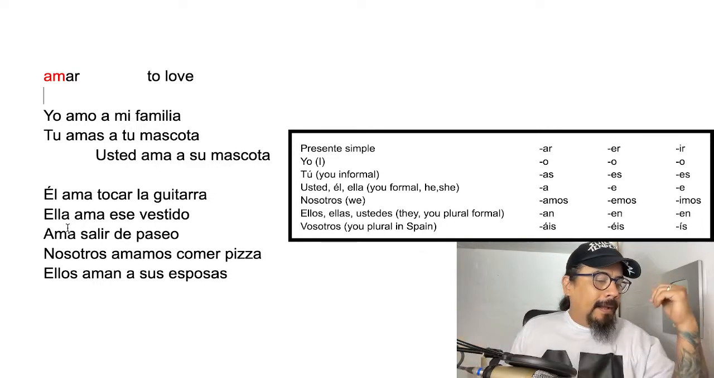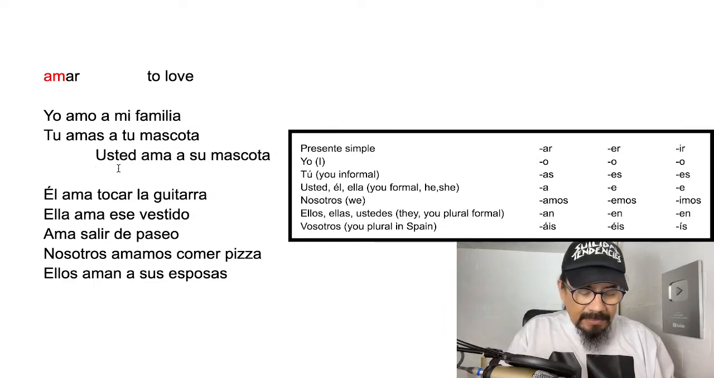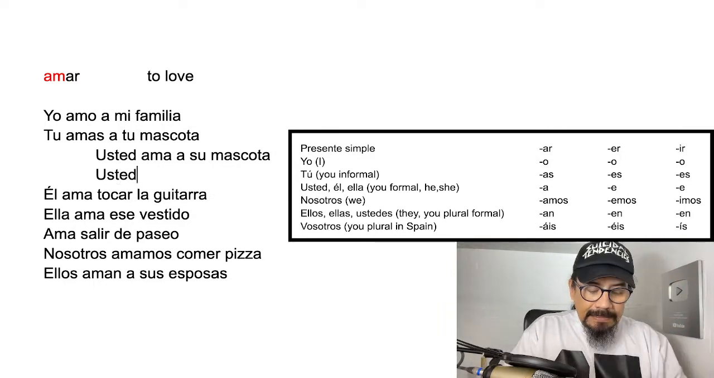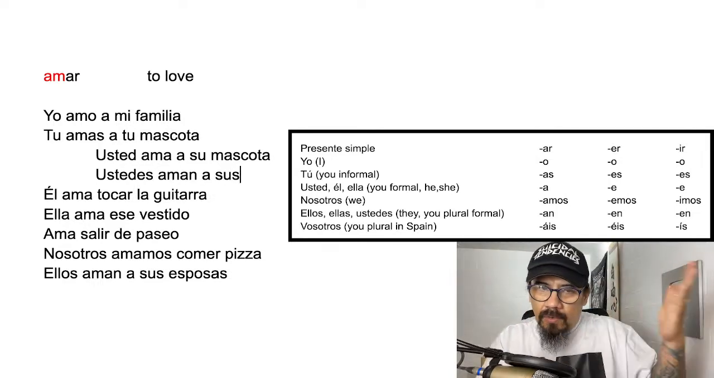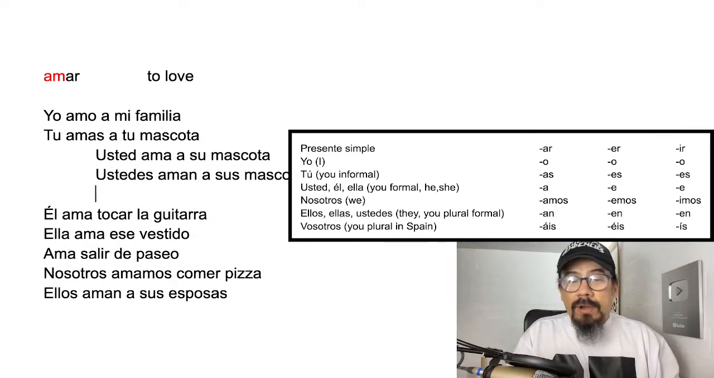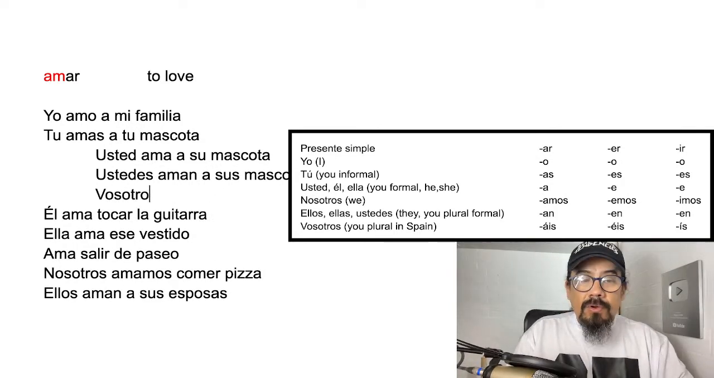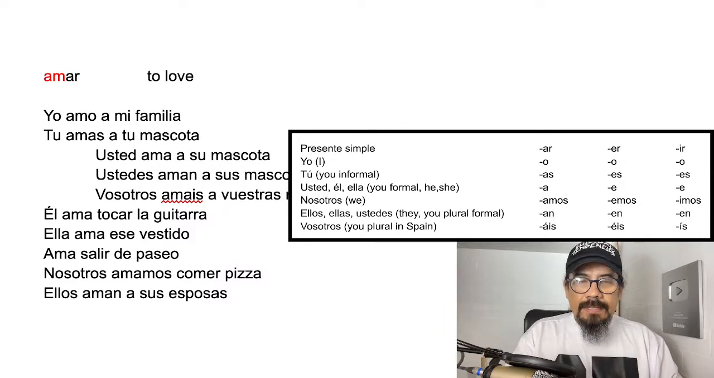So, okay, let's go with this. Usted ama su mascota. Ustedes aman a sus, remember, it changes according to the pronoun, mascotas. And if we were in Spain, vosotros amáis a vuestras. Interesting, vuestras mascotas.